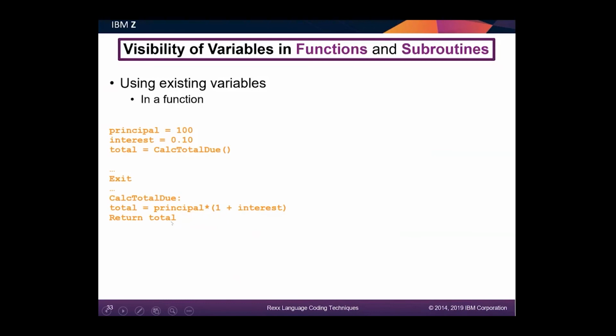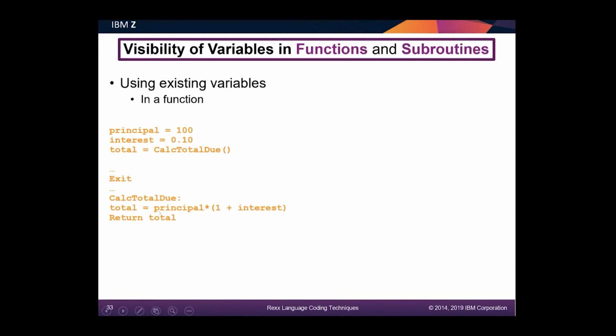So actually I've got total here in 3 places and I've sort of overdone it, right? So I have total equals principal times 1 plus interest. I return the value of the variable total as the result of the function, and then I immediately assign that to another total. Now, I've used the variable total here in multiple places, but they're all the same variable, right? Rexx does not distinguish between them. I have not localized anything.